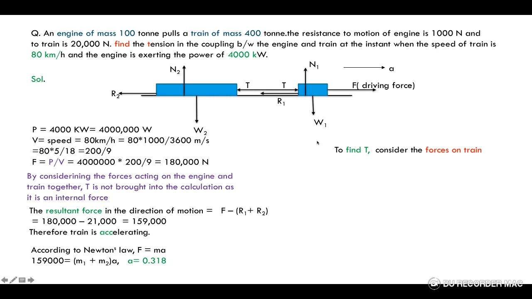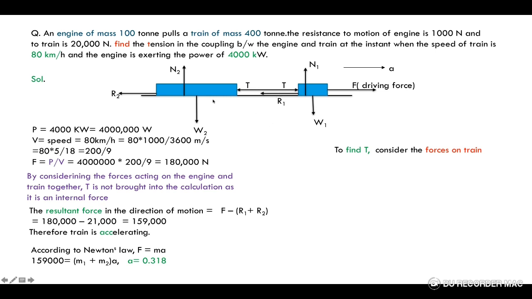To find tension, boys and girls, you can use the engine or the train, not the system together. Now here you can split the system. You can either use the engine or you can use the train. But I will go for the train because on the train there are fewer forces as compared to the engine. So I will go with this.